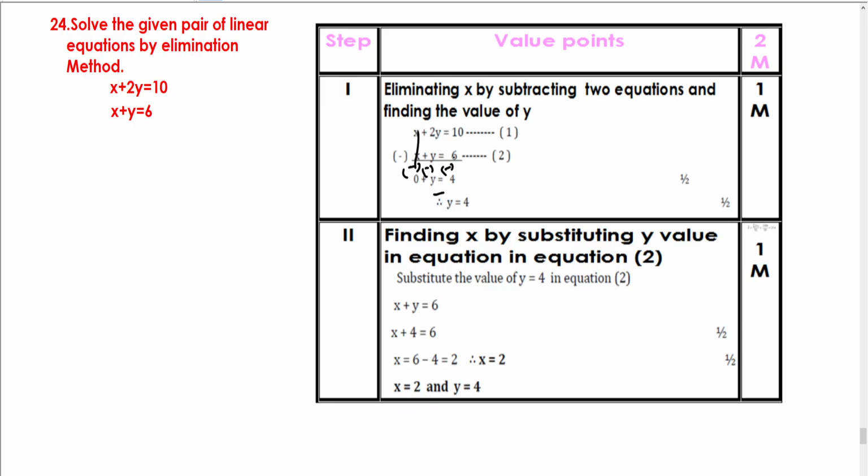10 minus 6. Many of you add it. You will not change the sign. 10 minus 6 is 4. Then y becomes 4. For writing this, you will get half mark. Half mark. Totally you will get 1 mark.